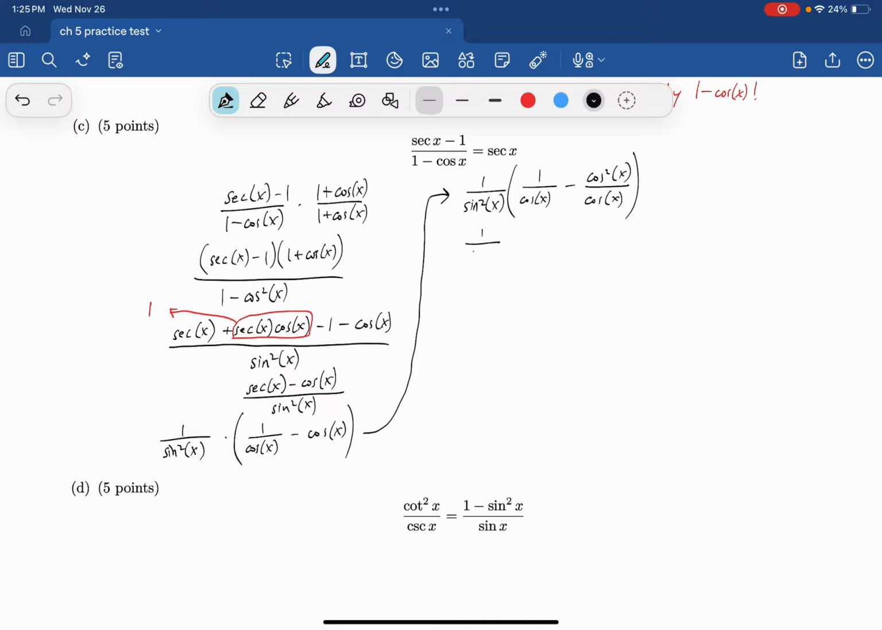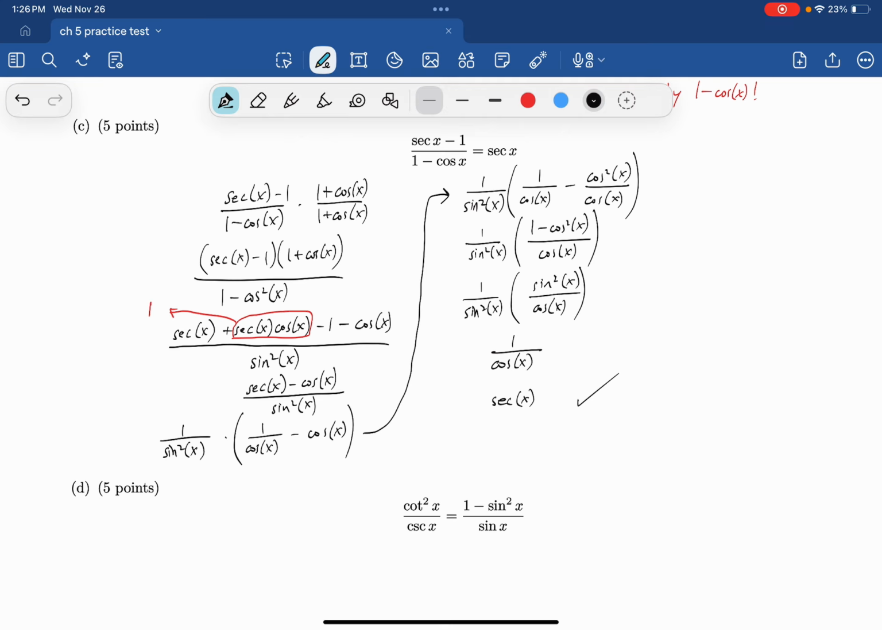which is equal to 1 over sine squared x times 1 minus cosine squared x over cosine x. But now you can notice that this is just equal to 1 over sine squared times sine squared over cosine x, because 1 minus cosine squared is equal to sine squared. And so now those cancel out, and we're left with 1 over cosine x, which is equal to secant x. And so that completes the proof.